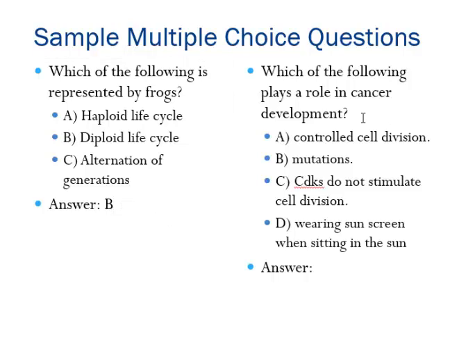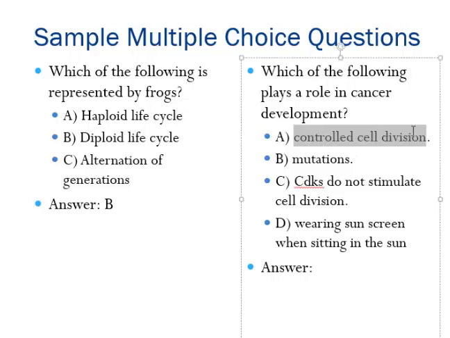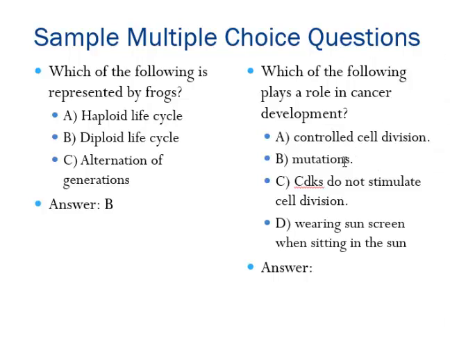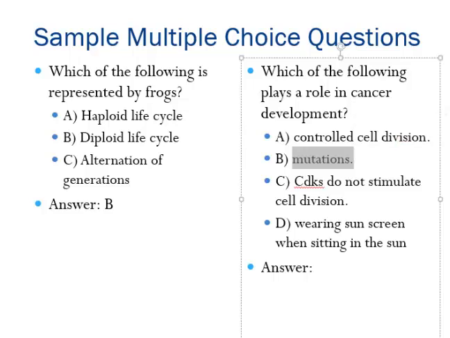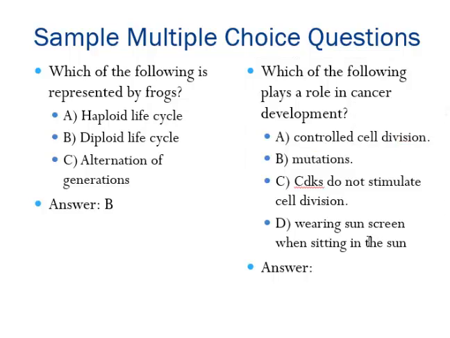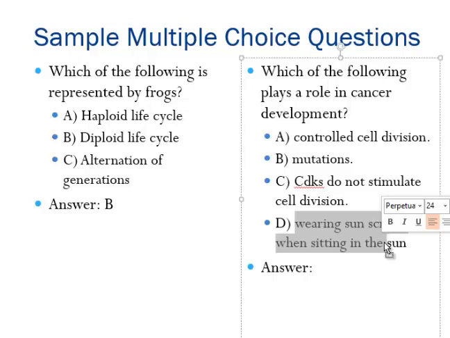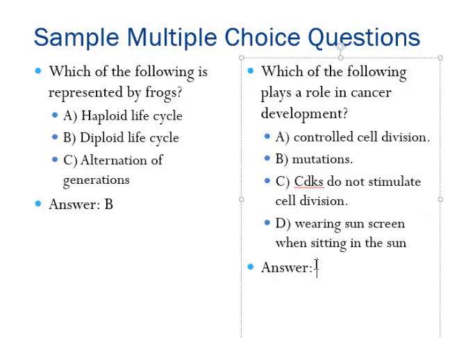Which of the following plays a role in cancer development? Not controlled cell division, which is okay, but mutations is certainly the correct answer. CDKs do not stimulate cell division. Wearing sunscreen is actually good for you. That's certainly not going to cause cancer. The problem that does cause cancer could be mutations, so that's B as well.